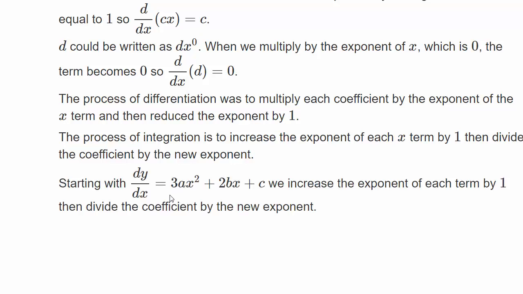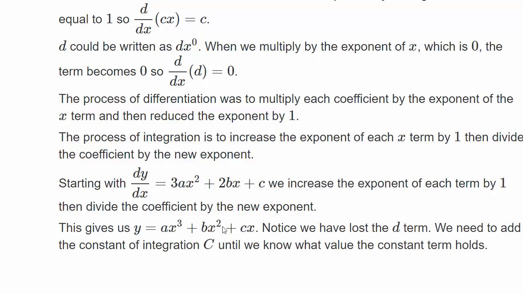So if we start with 3ax squared plus 2bx plus c, we increase each exponent and then divide by the new exponent. So the 2 from the x squared term becomes 3, and then we divide by the 3. The 1 of the x term becomes 2, and then we divide by 2. And then the c term is like c times x to the 0, so we increase the exponent by 1 and then divide by the 1.